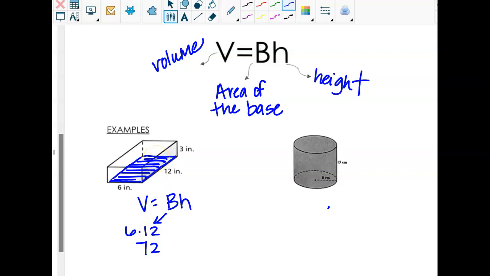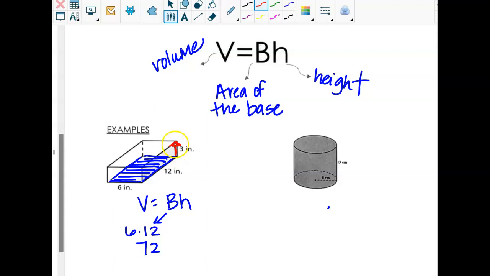So if you think about it like the little cubes, I could fit 72 cubes on the bottom of this box. Like the bottom layer of the box, I could layer 6 by 12s, basically 72 different little cubes on the bottom of the box. And then I take that area of the base and I multiply it by how tall the box is, or how many layers of stuff I could fit inside. So 1 layer is the bottom, that's the area of the base.